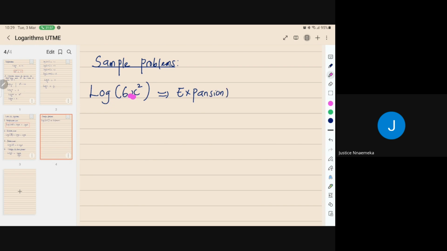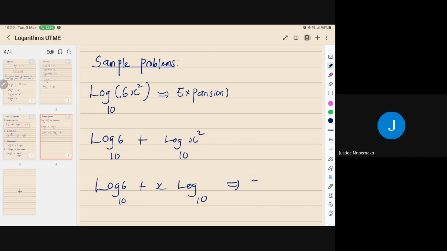Remember, because they are together, we're saying that this should be base 10, because the base is not indicated. So now let's expand. Remember your multiplication law. If they are multiplying, it means that we can separate them this way. We can have log 10 6 plus log 10 x squared. Now, anytime you have a log carrying a power, you can bring it down. So we can simply go that this is log 10 6, then plus 2 log 10 x. So you've seen that you've actually expanded.